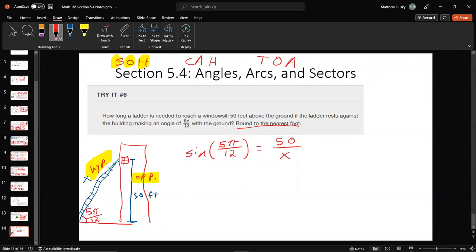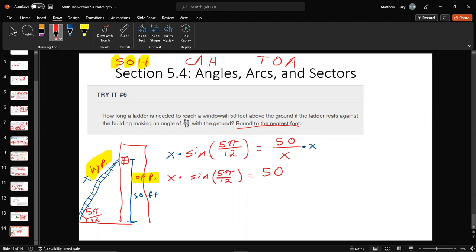Okay, if we were to solve this, we would do something similar to what we did last time. We would want to multiply both sides by x. And so that will give me x times the sine of 5 pi over 12. And I will work that out later, but the thing to remember is that sine 5 pi over 12 is going to be some sort of number. It's going to be some really gruesome, nasty looking decimal. So you've got x times a number equals 50.